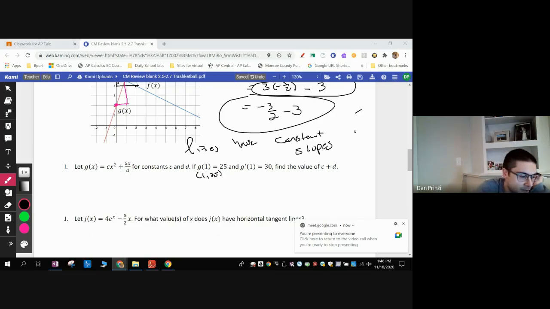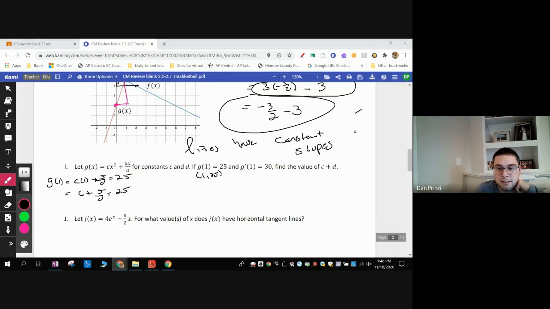Well, if I plug in 1 for x, I know g of 1 would be c times 1 plus 5 over d, right? Equals 25. So I can't solve it yet, but I can at least set it up. C plus 5 over d equals 25. Is everyone good with that, what I just did there? But I can't solve for, obviously I need the derivatives.